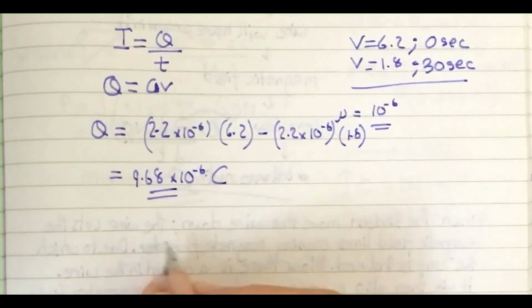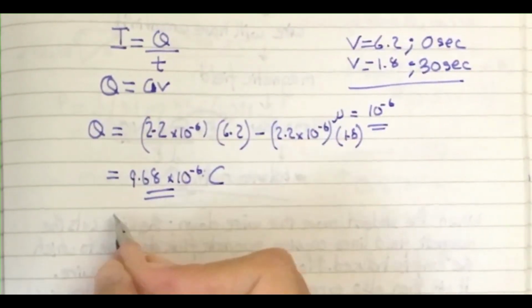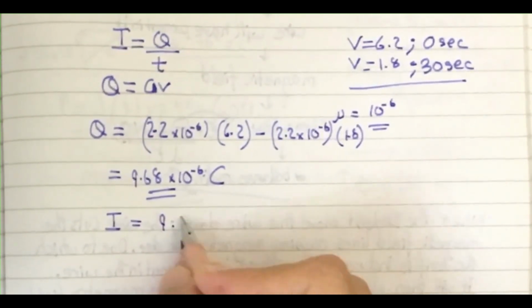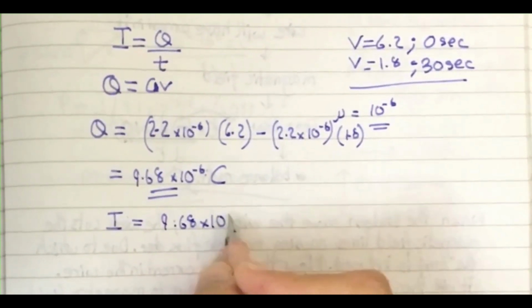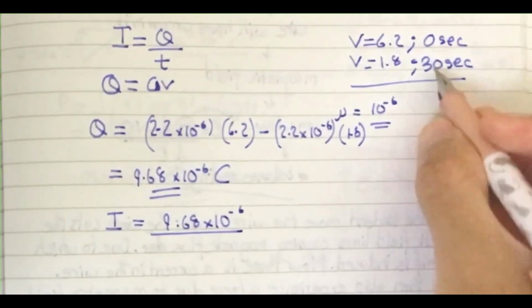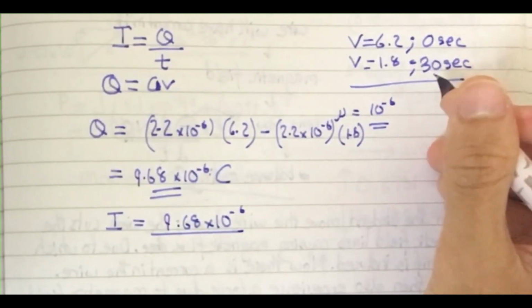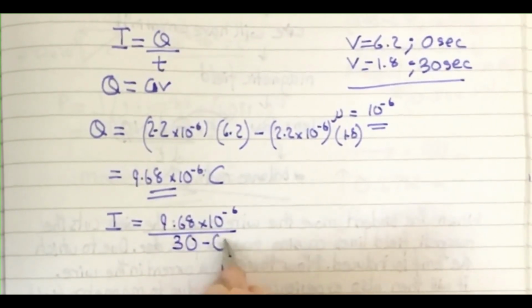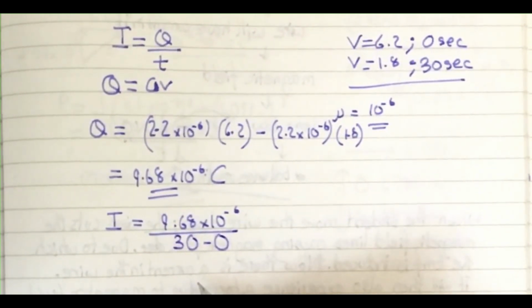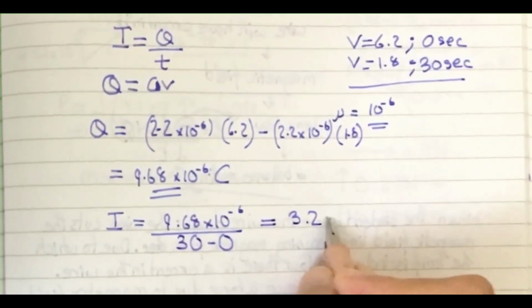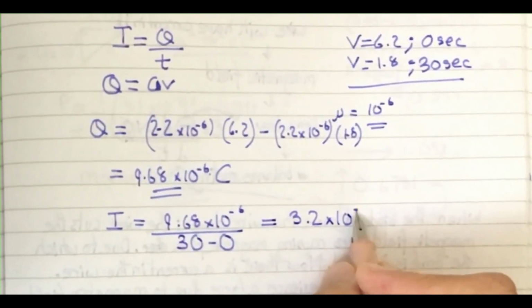So coulomb, don't forget to put your unit. So this is coulomb. Now I will input this value over here. My I is, I have been given the charge as 9.68 times 10 to the power minus 6, and you just divide it by the time, which is 30 minus 0. So you get your current as 3.2 times 10 to the power 7 amps.